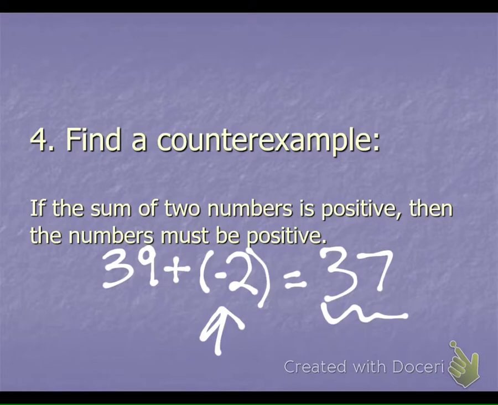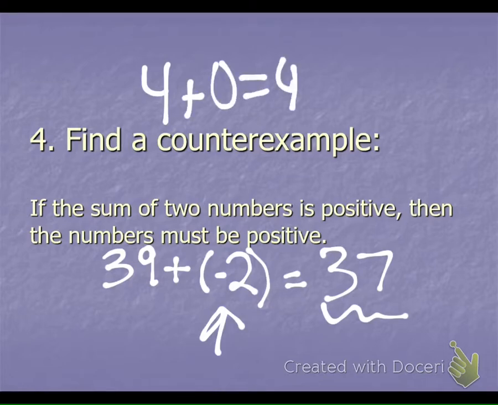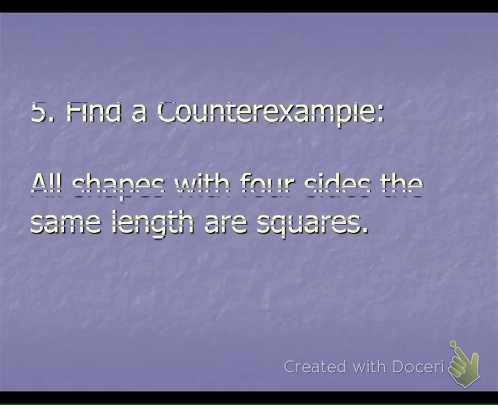Is there a way to do it without having a negative number? You could use a 0 because 0 is not considered positive or negative. So if you wanted to do like 4 plus 0 equals 4, I'm still getting a positive answer for my sum, but the 0 is not considered positive. Good times.